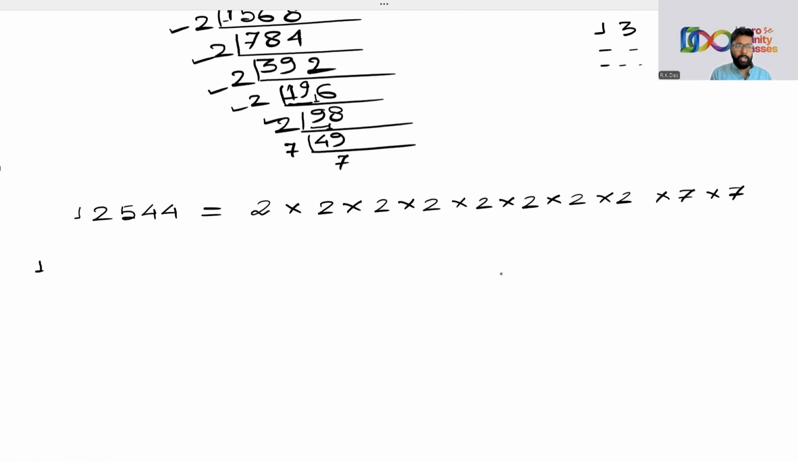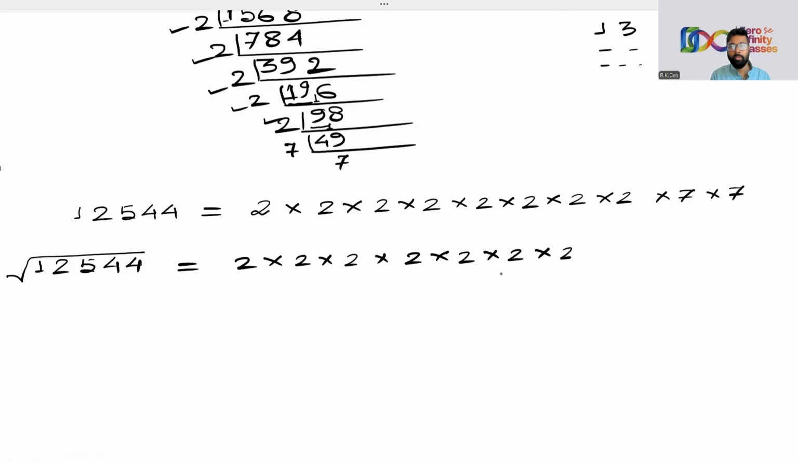Now I am writing again 12544. Square root of 12544. So this will be 2, again 2, again 2, again 2, 2, 2, 2. How many twos have I written? 7. Yes, one is left. 2 is left. Yes, 7 into 7. Now I'm giving the sign of square root as well.